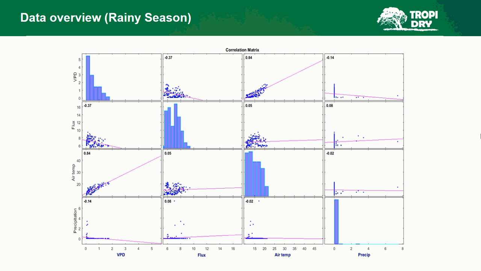And air temperature has a positive relationship with flux because the warmer it is, the metabolism of the bacteria favors this warmth and can produce more carbon dioxide by respiration. Precipitation ultimately results in the soil moisture content being at a high. So that's why there's a positive relationship there.